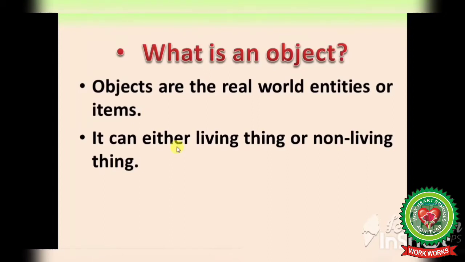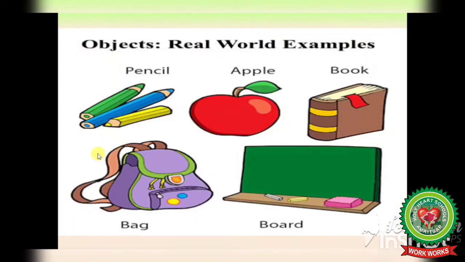Now, what is an object? Objects are the real-world entities or items. Any item that you see in your surroundings. It can be either a living thing or a non-living thing, like human beings, pencil, apple, book, bag, board, or any other item in your surroundings.